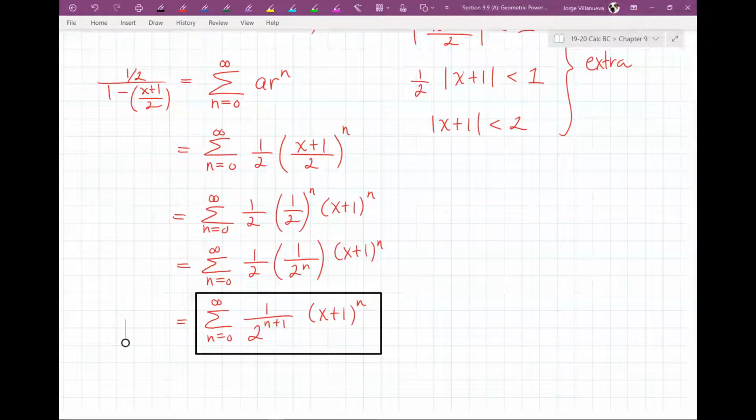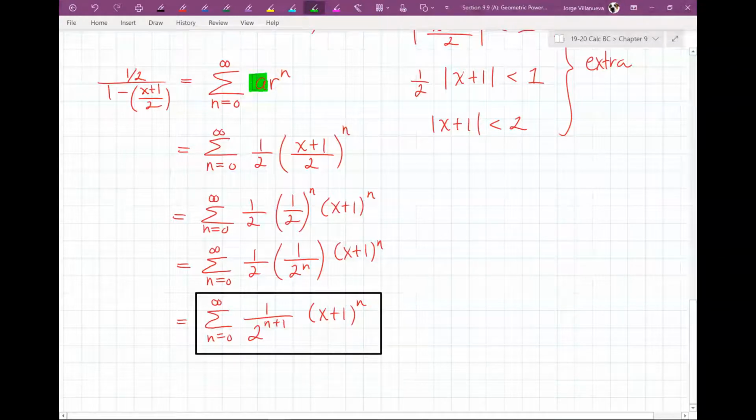So notice you can easily tell that you are centered at -1 because it says x plus 1 to the n, right? And it's 1 over 2 to the n plus 1. Now people say, well, wait a minute, Mr. B, the geometric sum does not have any n's in it. I can prove it to you. Look right here. It's just a constant a.